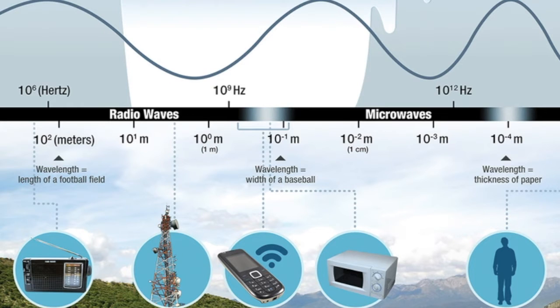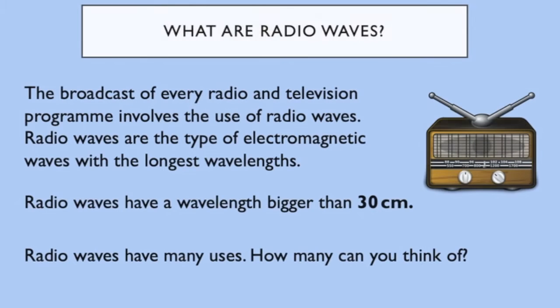There's not much difference between a microwave and a radio wave apart from the length of the wave. Radio waves can be used for transmitting radio signals, but they can be used for lots of other things as well. They've got a very long wavelength. They aren't ionizing, and that makes them very safe. The broadcast of every radio and television program involves the use of radio waves. Radio waves are the type of electromagnetic waves with the longest wavelengths, bigger than 30 centimeters.